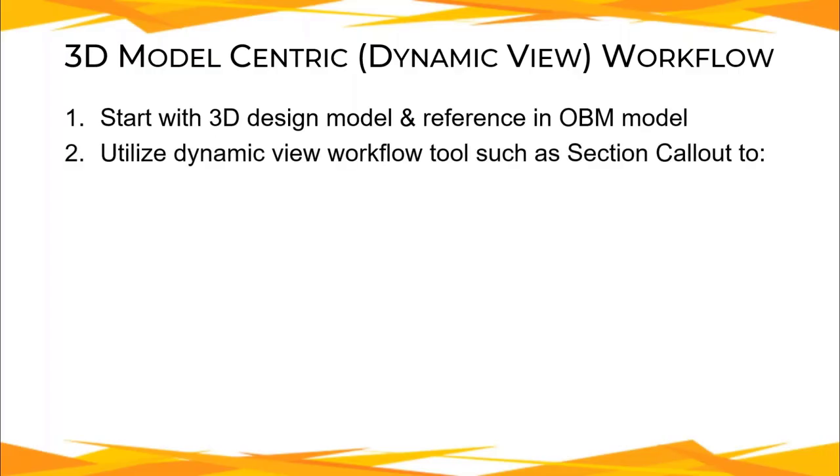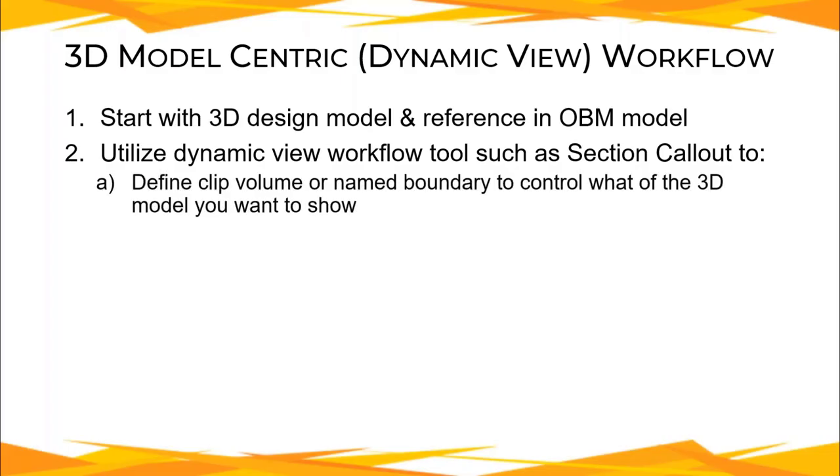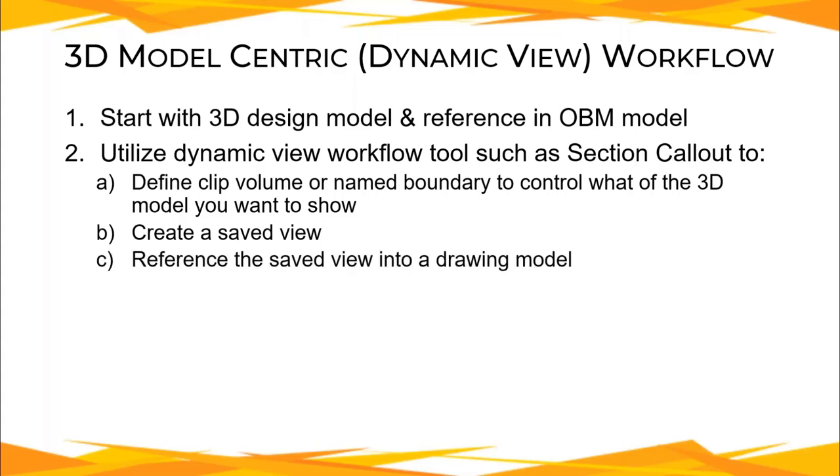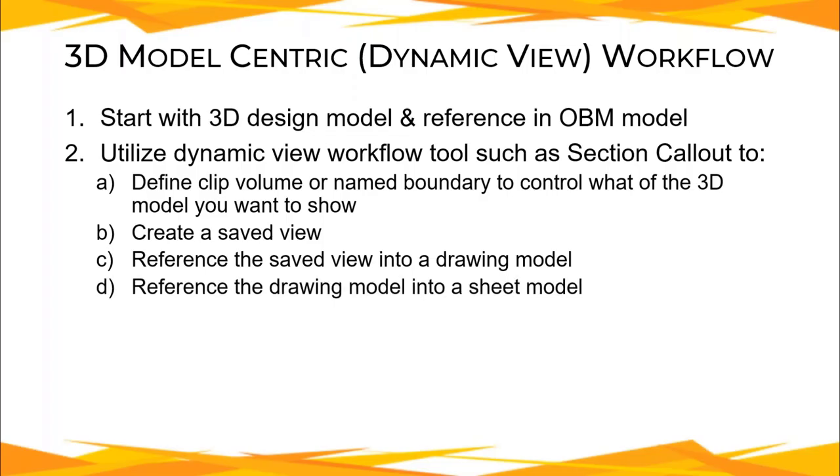But once we have that OBM model and the design model, then we're going to utilize a dynamic view workflow tool, such as a section callout tool, to define a clip volume or a named boundary to control what of the 3D model you want to show. And in that process, you'll be creating a saved view. And then you're going to be referencing that saved view into a drawing model, and then referencing that drawing model into a sheet model.